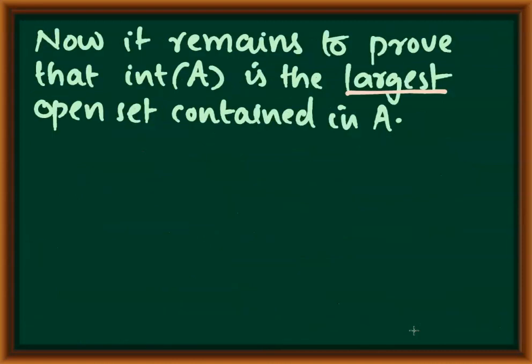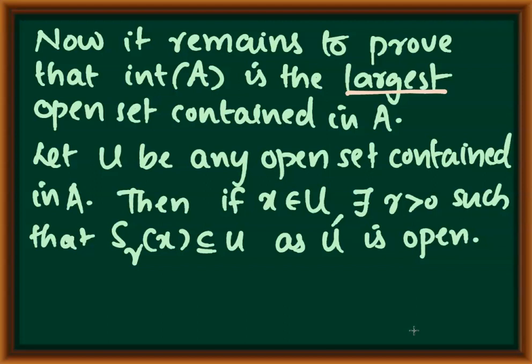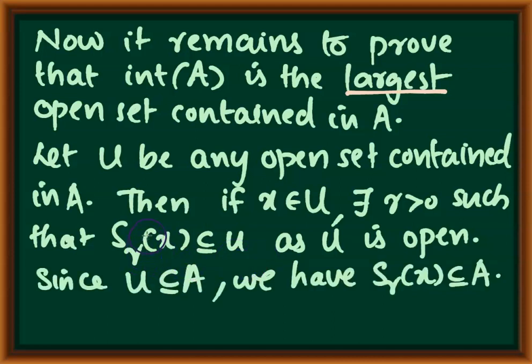Now it remains to prove that interior of A is the largest among open sets contained in A. To prove this, let us consider any open set, say U, contained in A. Then if X element of U, there will be an open sphere centered at this point contained in U. So there will exist some real number R greater than 0 such that SR of X, the open sphere centered at X, is contained in U. Since U is contained in A, we will have this open sphere SR of X contained in A.